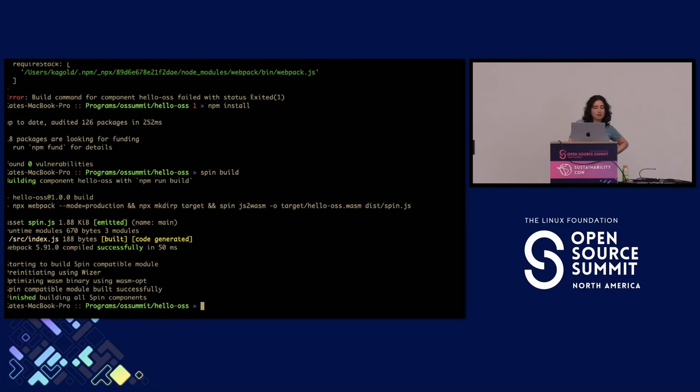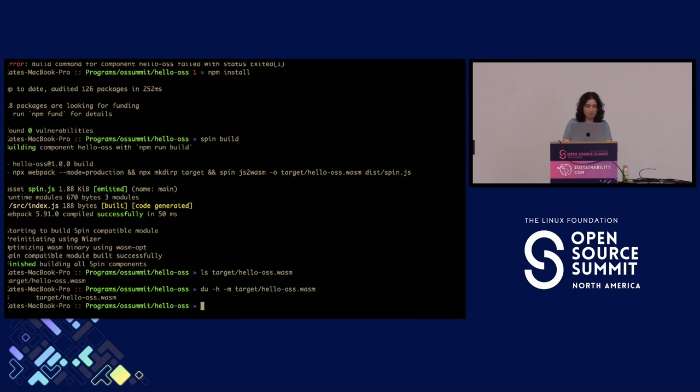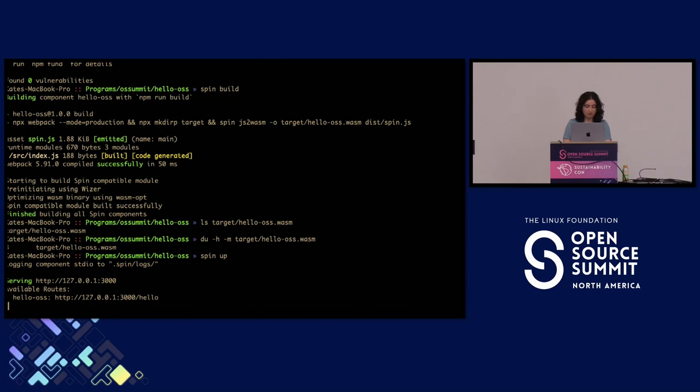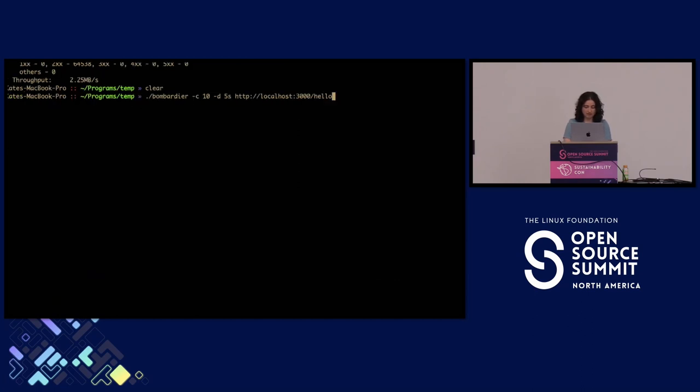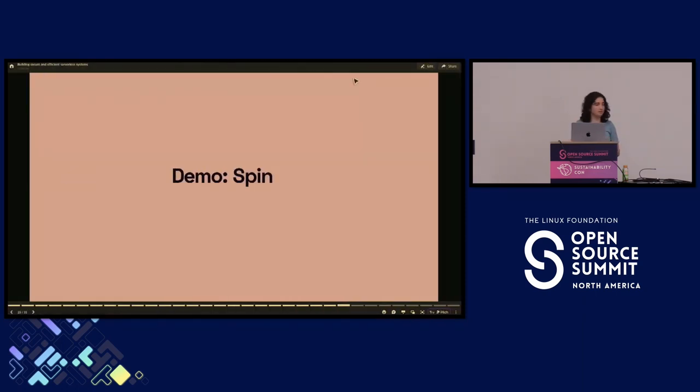Great. And now we have our Spin application built, and that is our Spin application. And actually, let's just look at the size of it. Three megabytes. So that is our Spin application there. And then we can do a spin up. And now we're running locally. And let's go ahead and curl that. And hello from Open Source Summit. So that was our quick developer experience for getting started with WebAssembly.